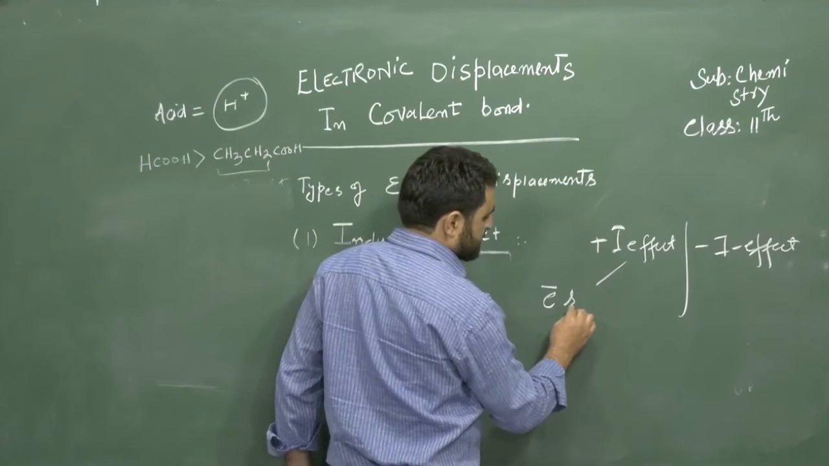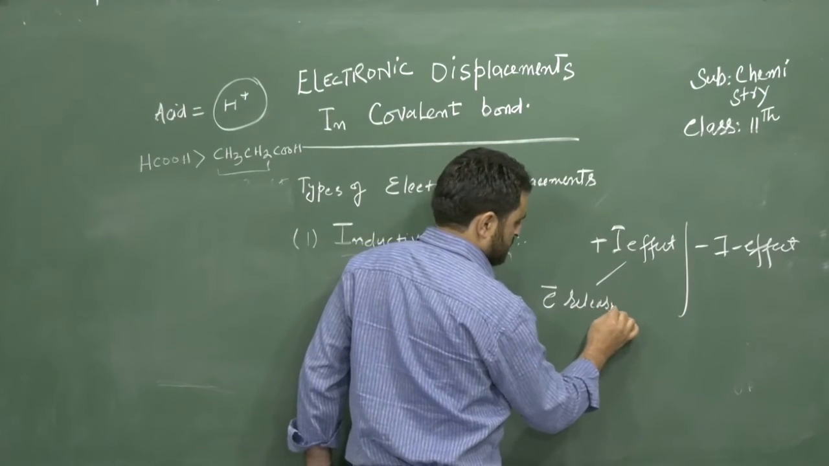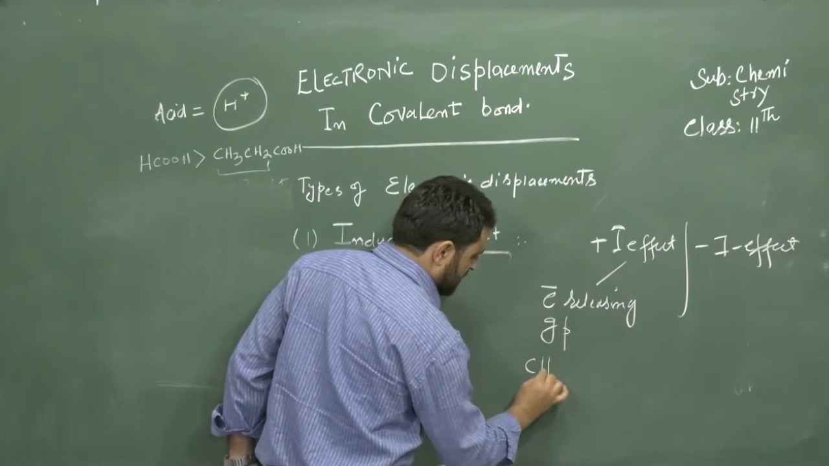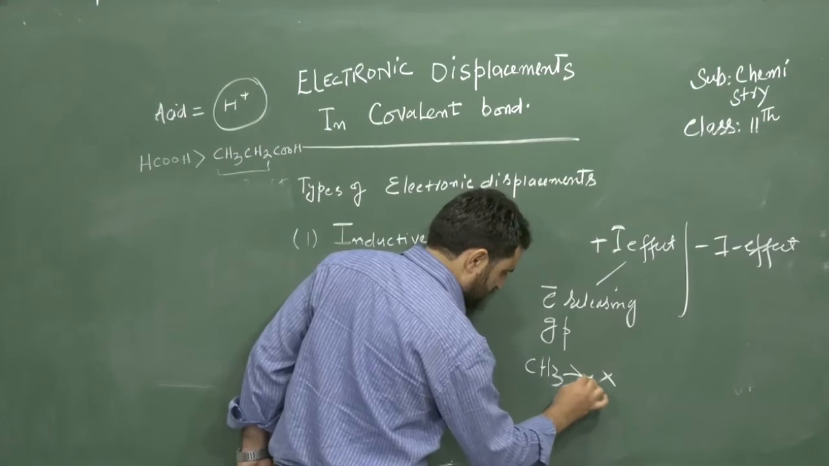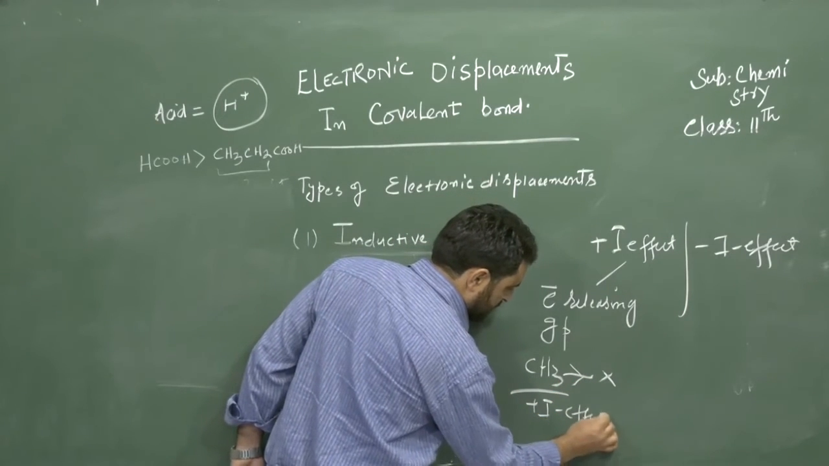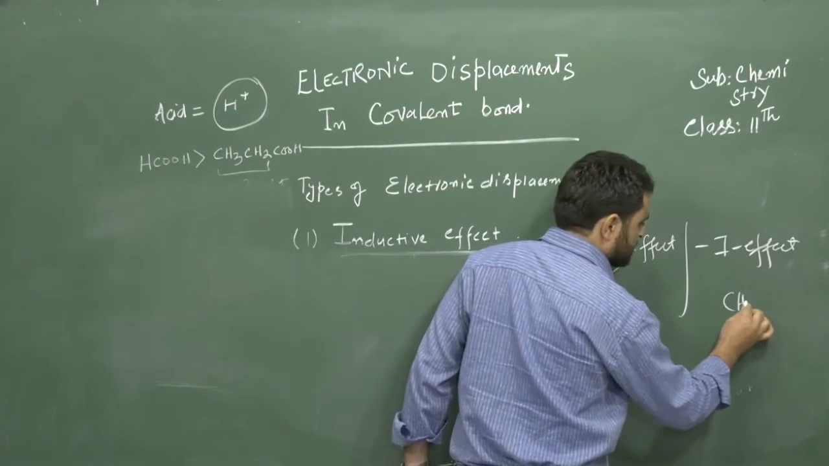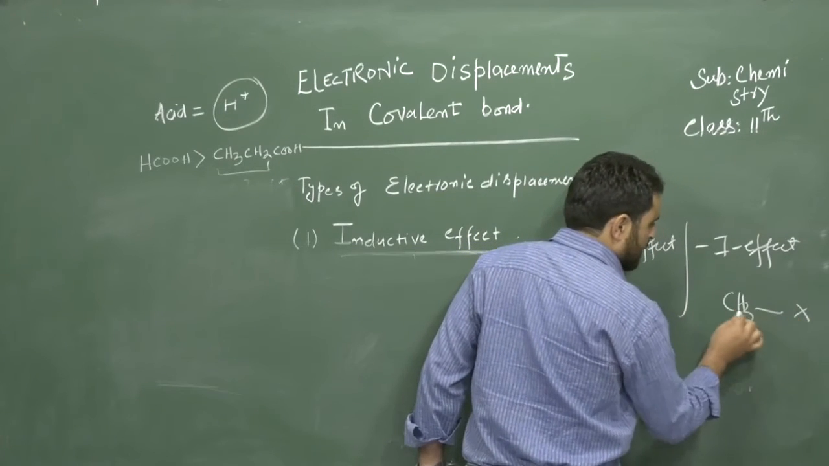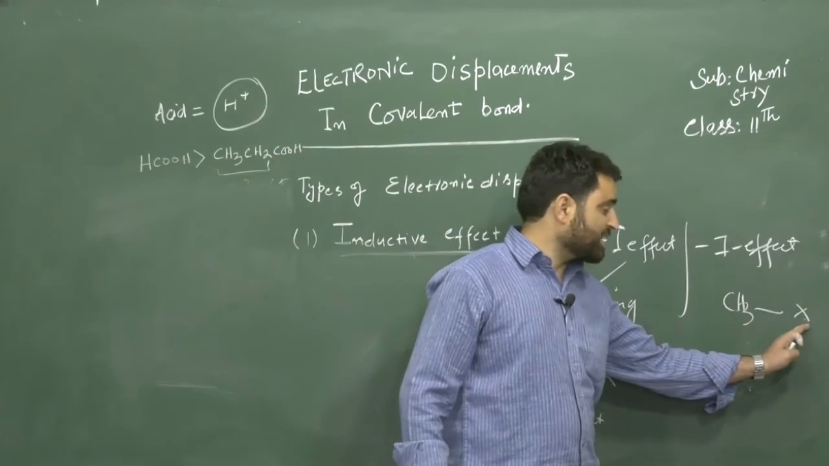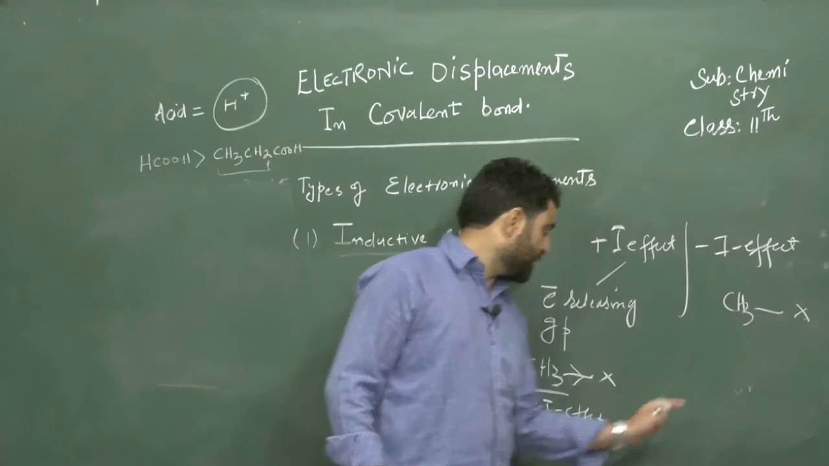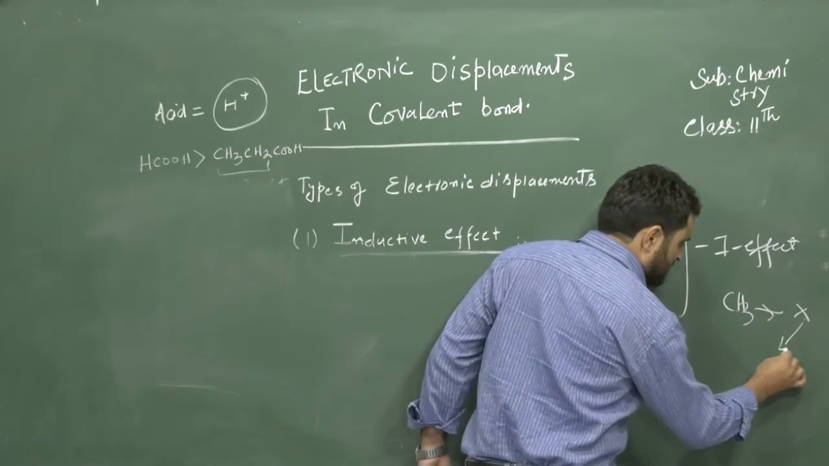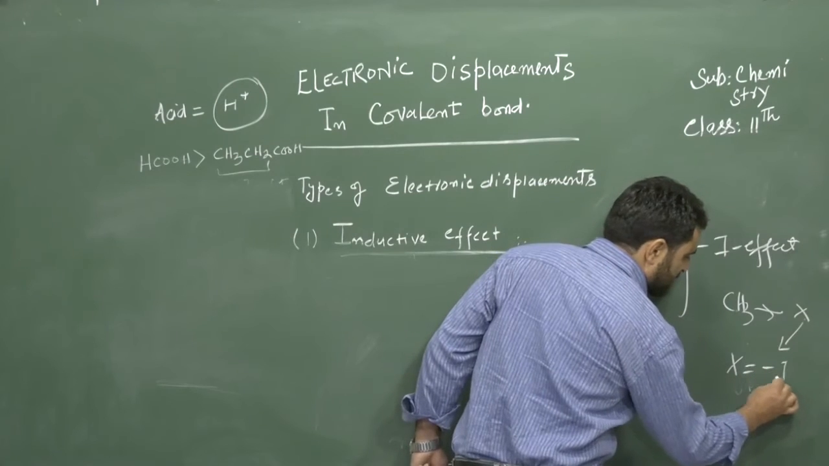Plus I effect means electron releasing property, electron releasing group. For example, CH3X plus I effect. Here CH3 again X. This X withdraws electron from CH3, as shown in this diagram. So I will show X has then minus I effect.